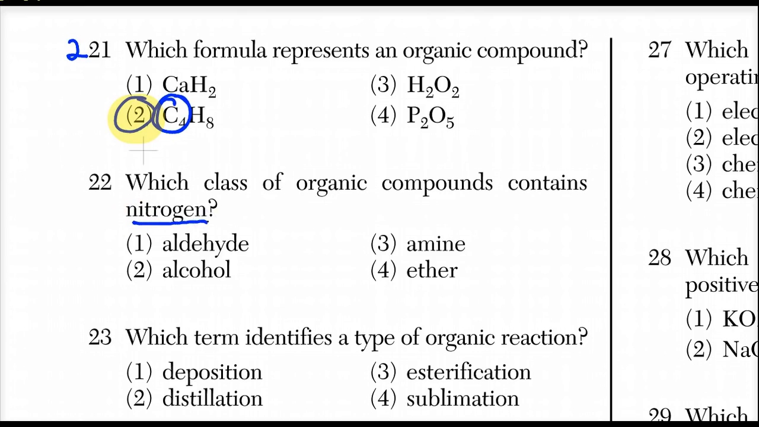Number 22, which class of organic compounds contains nitrogen? If you don't have a clue, class of organic compounds tends to talk about the functional groups. And we were just there at number 21. So I need a functional group. And a functional group is nothing more than an arrangement of atoms on a carbon chain. And because of their arrangement, it gives them a distinct type of property.